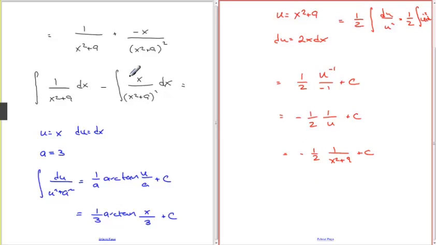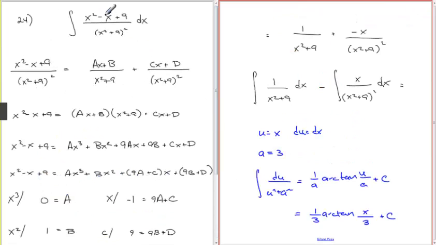So that's the second part of this integral. So we can combine those two together. And so the total integral that we're looking for, and if we go back to the original page, which I don't know whether we can see here, the original problem was x squared minus x minus 9.